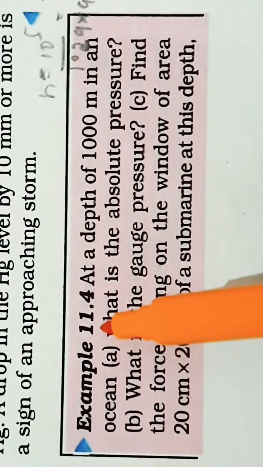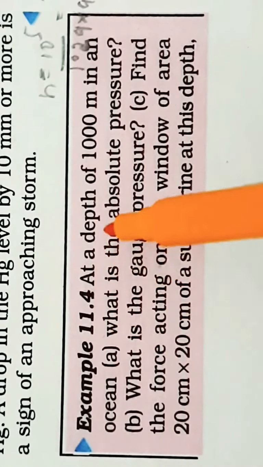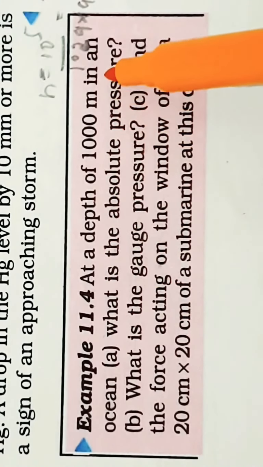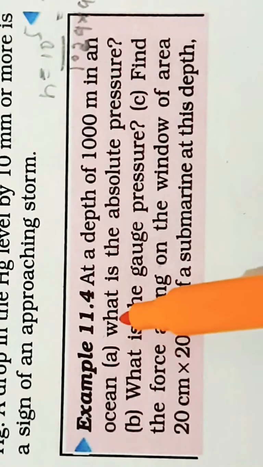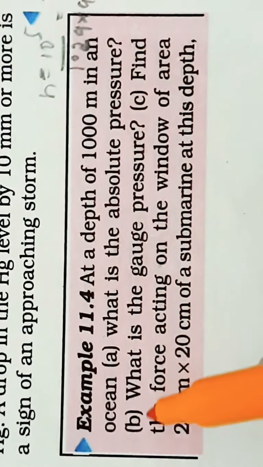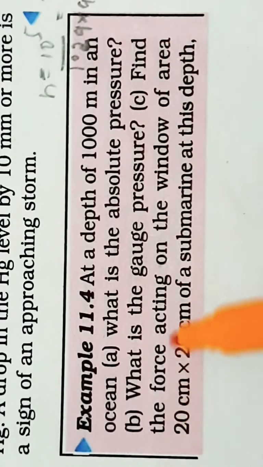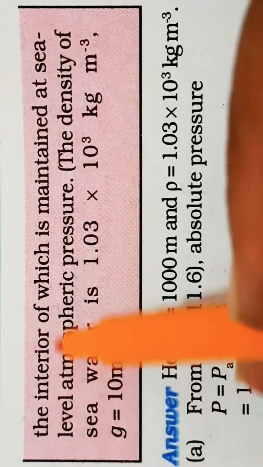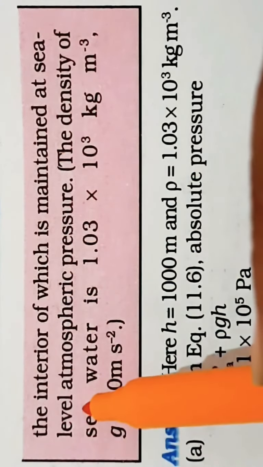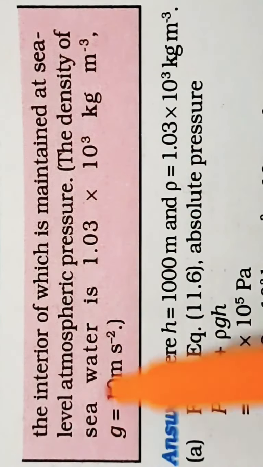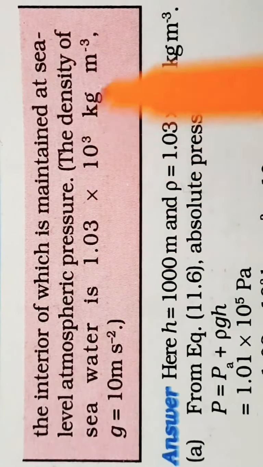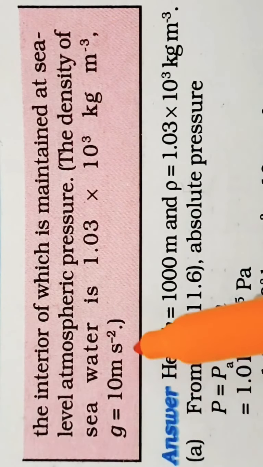See the example problem 11.4. At a depth of 1000 meter in an ocean, first one is what is the absolute pressure, second one is what is the gauge pressure, third one is find the force acting on the window of area 20 centimeter into 20 centimeter of a submarine at this depth, the interior of which is maintained at sea level atmospheric pressure. The density of seawater is 1.03 into 10 to the power of 3 kg per meter cube. g is 10 meter per second square.